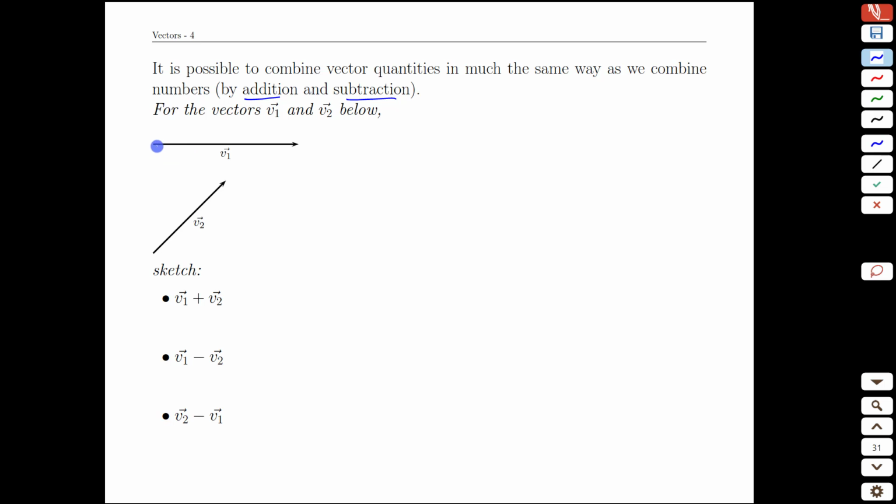Imagine we're pushing in this direction, and we're also pushing in this direction, and with corresponding magnitudes. The net force, or the total force, we would represent as the quantity vector 1 plus vector 2. Well, to draw that out, we simply draw vector 1, and then we take vector 2 and put it head to tail with the end of v1.